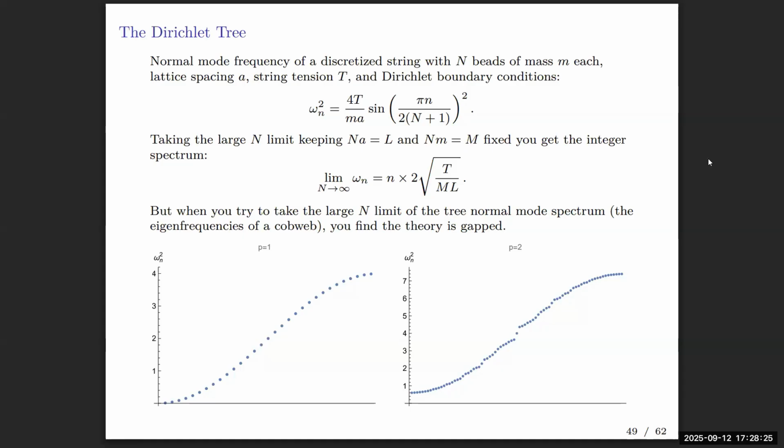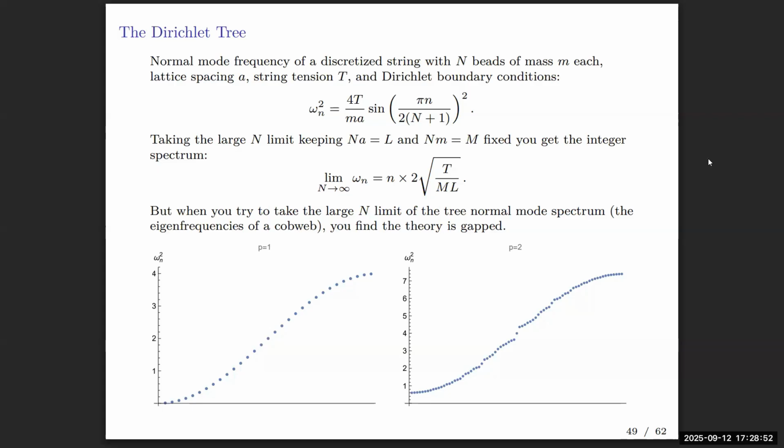Okay, so the point is, it's simple enough, the system, you can solve it exactly and find what the normal mode frequencies are, right? I didn't put anything on the x-axis because these are just different values of normal mode values you can get when you try to solve the equation of motion. But the point then is if you take the limit where the system becomes large, keeping the total length of the string fixed and the total mass fixed, you get the integer spectrum we had earlier.